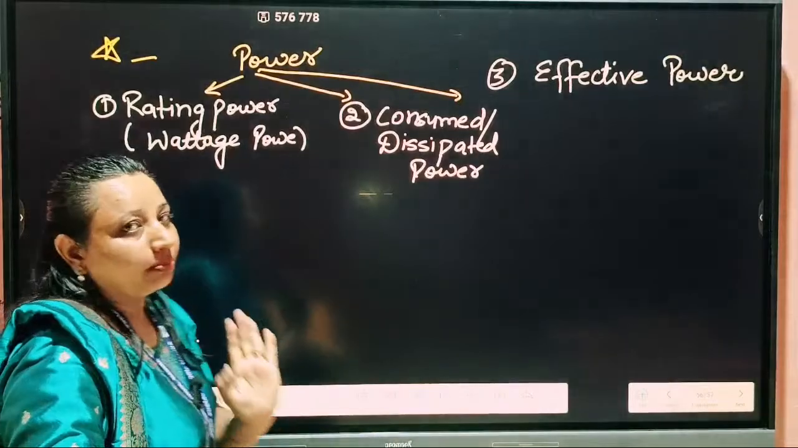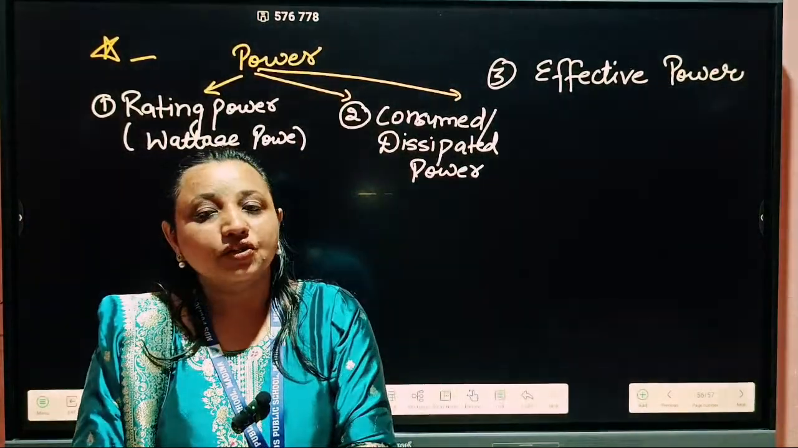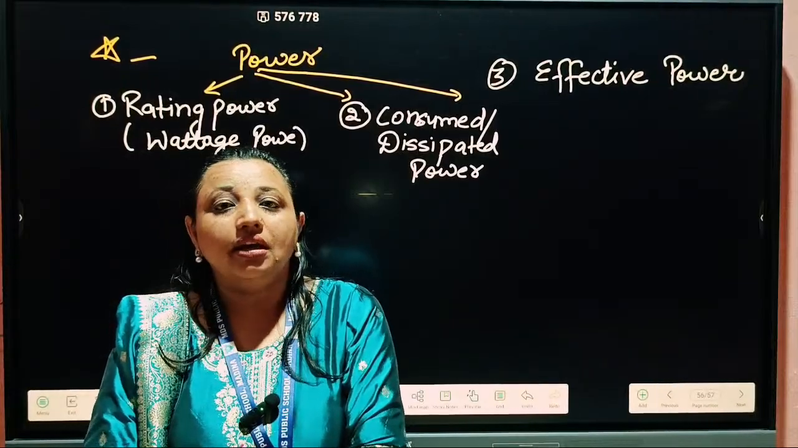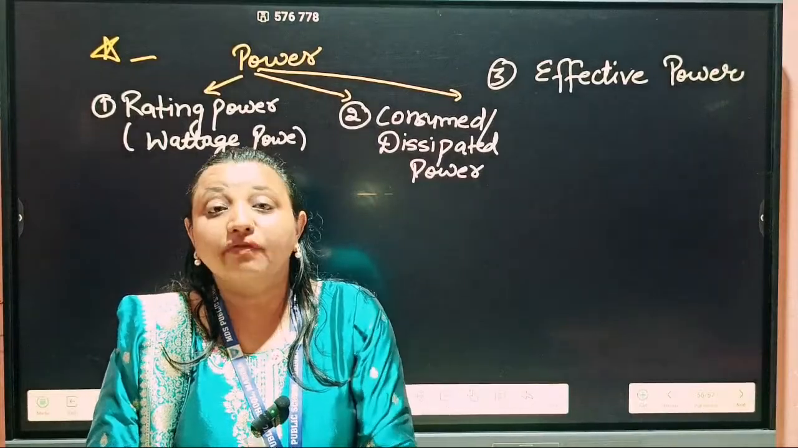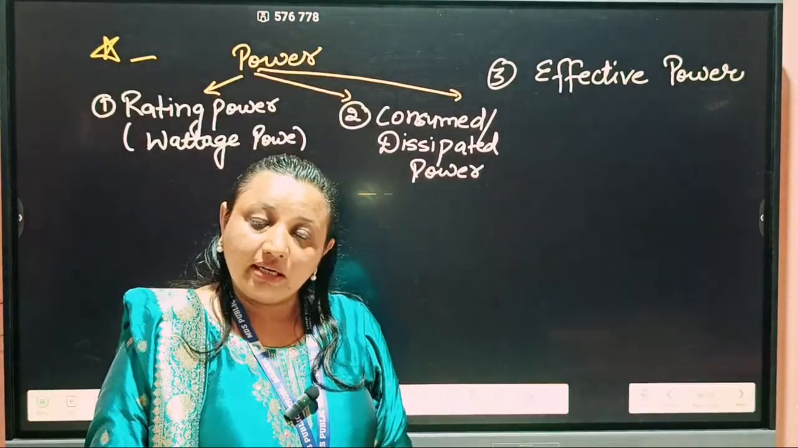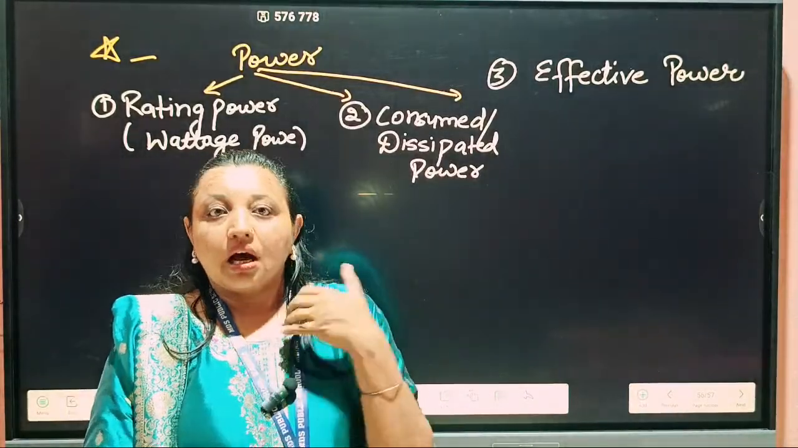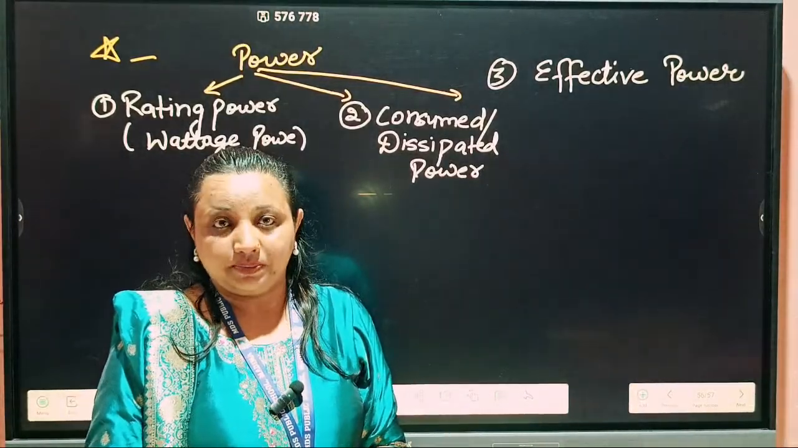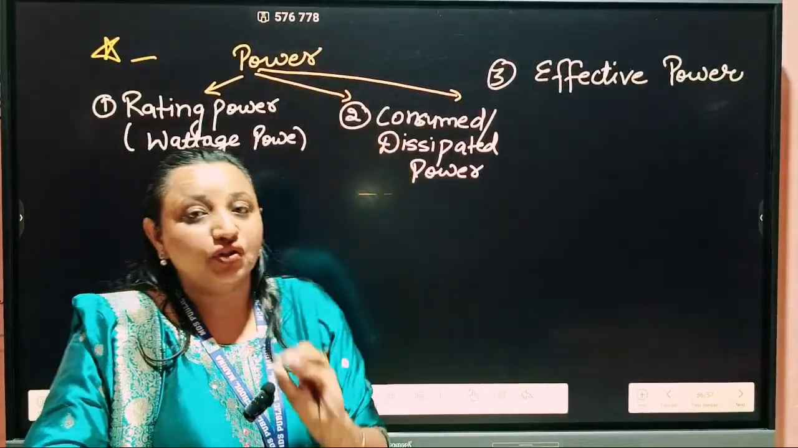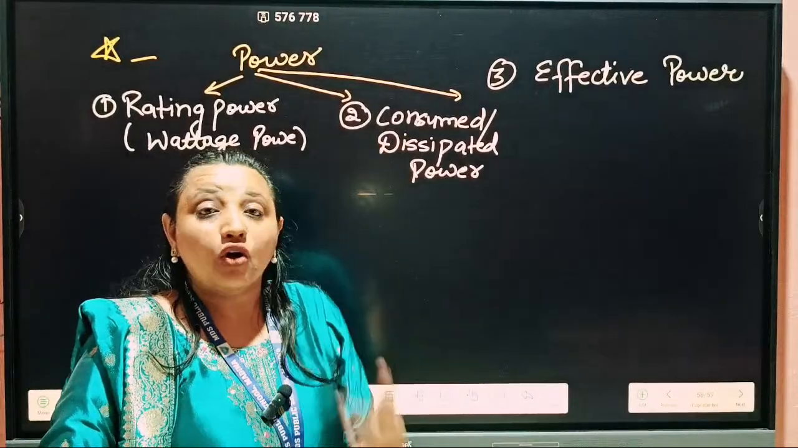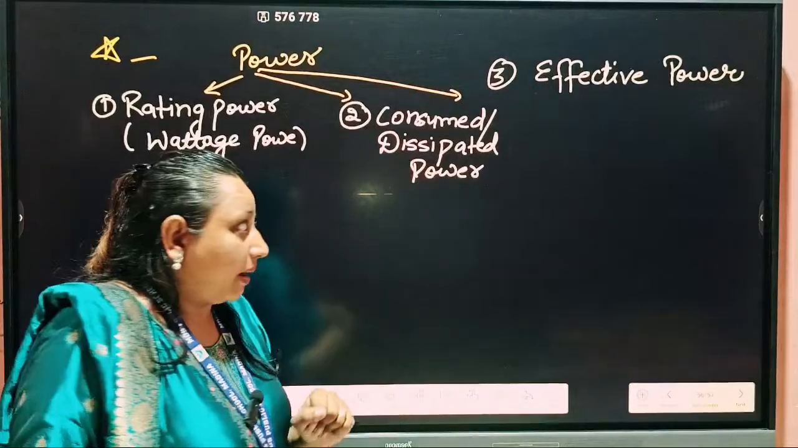Number 1 is rated power. Every electrical appliance has its power rated on it. Just like we can say the bulb is of 40 watt, so it is its rated power, or the wattage power we can say. But when we connect it across a power supply, how much power it consumes may vary. So that power is known as consumed power. How much power it consumed or dissipated, that is the consumed power or dissipated power.